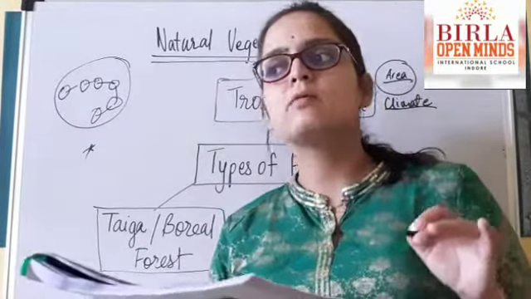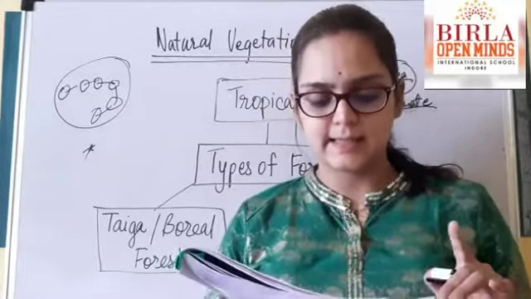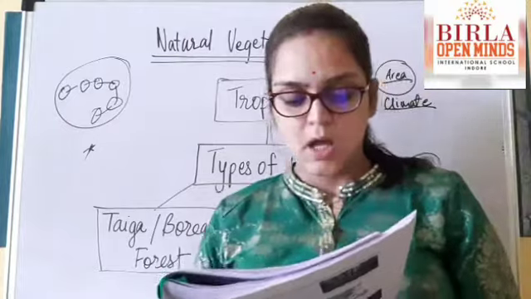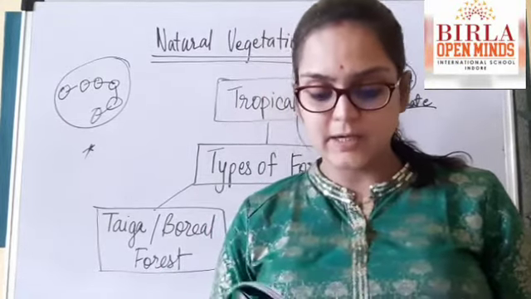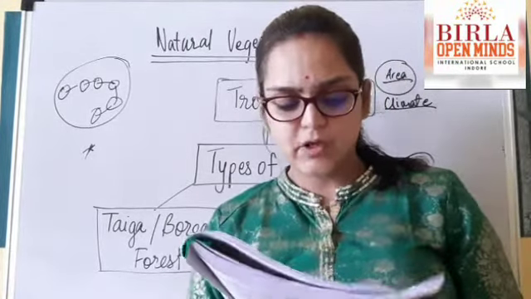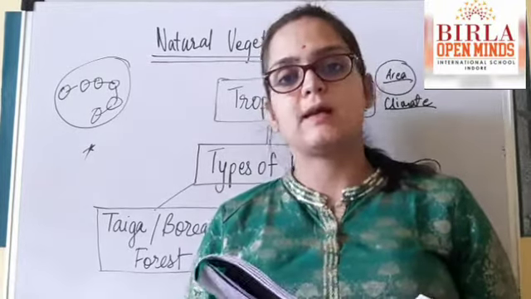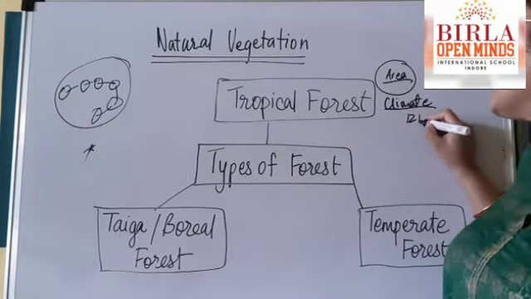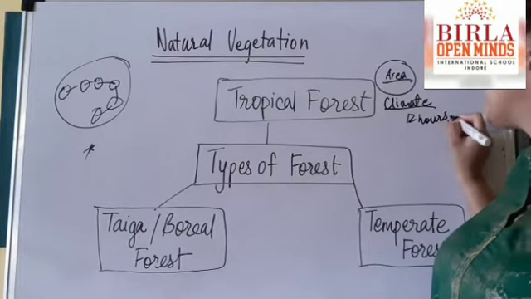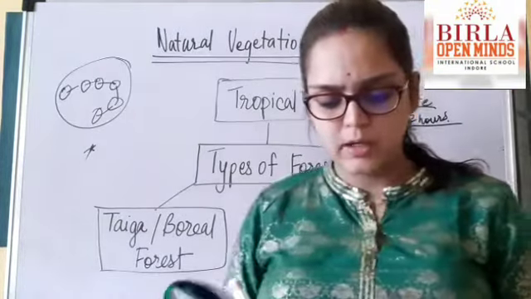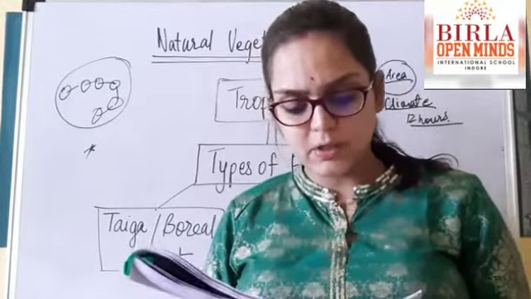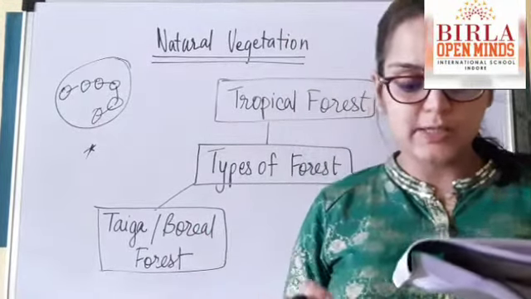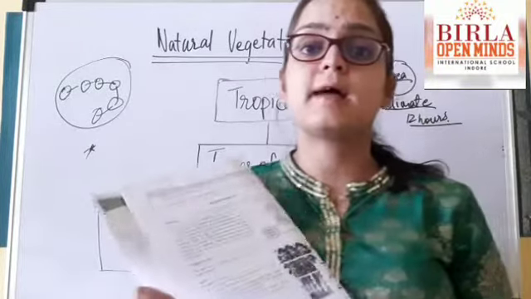So all year round the temperature would be 27 degrees Celsius. The rainfall is around 200 centimeters. Tropical forests generally have rainy and dry seasons with 12 hours duration of sunlight. Temperature and abundant rainfall promote thick growth of vegetation, restricting sunlight from penetrating.